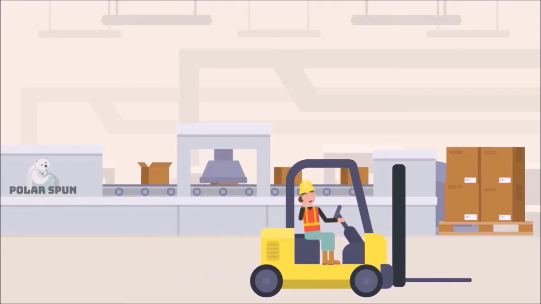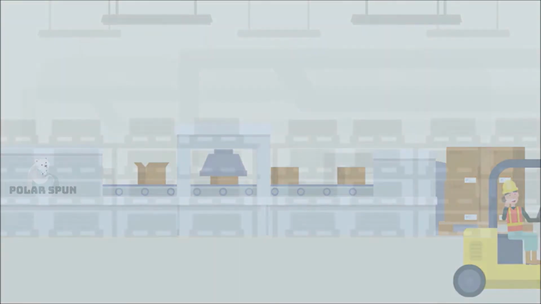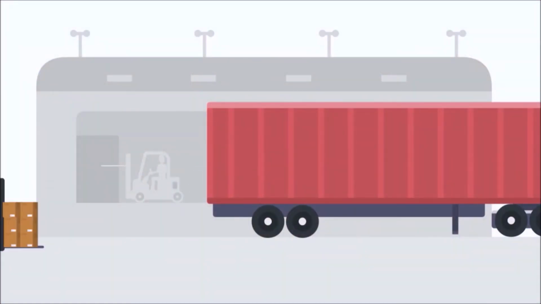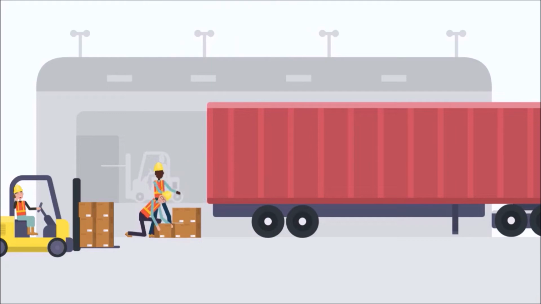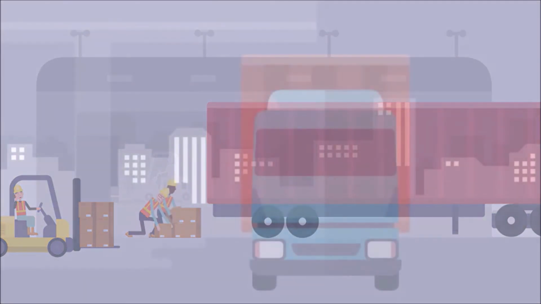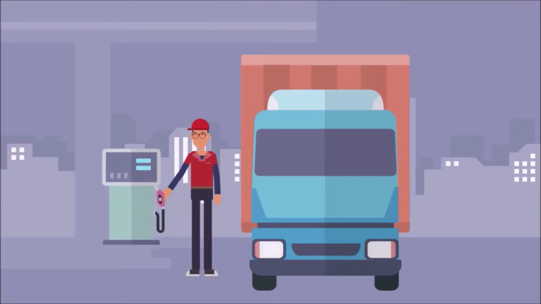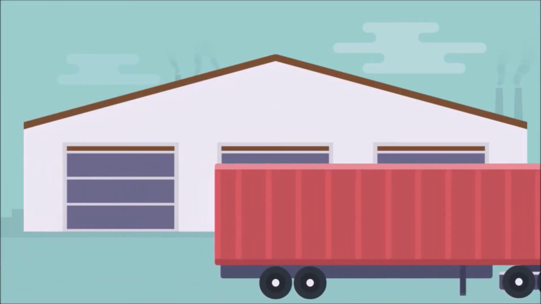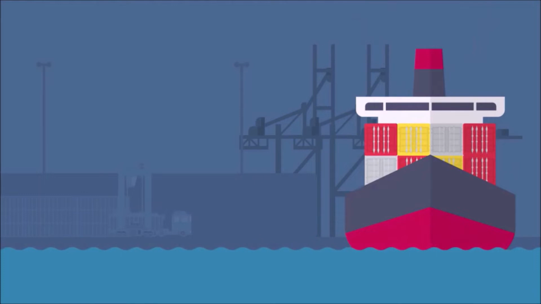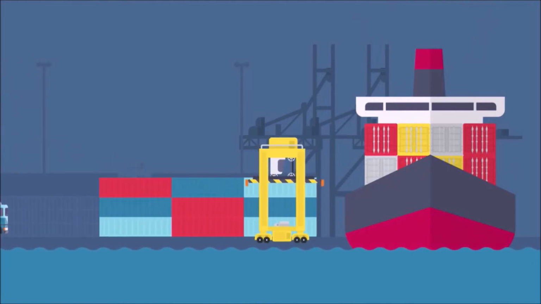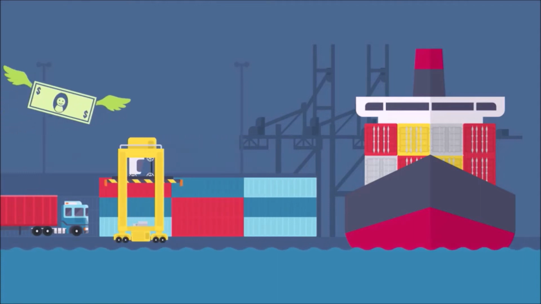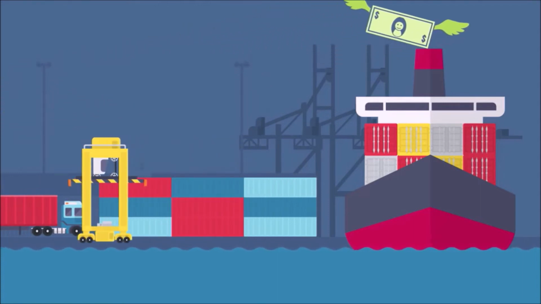But that means you'll also need a forklift driver to move the pallets, shrink wrap them, label them, and then load them into a truck, which will require a truck driver, fuel, regular maintenance, and insurance. This truck will then transport the shrink-wrapped pallets to a distribution center. Or, if production is overseas, it will need to be taken to a port or inland port and loaded onto a container by a crane. Oh yeah, and don't forget about the export tariffs.